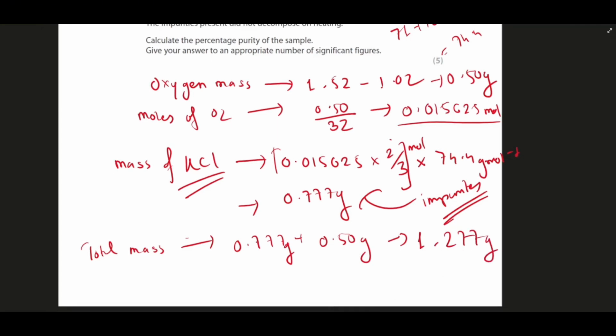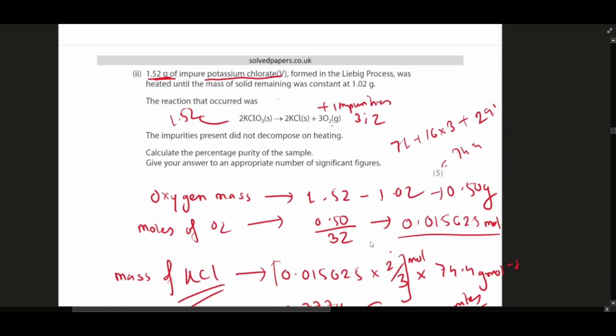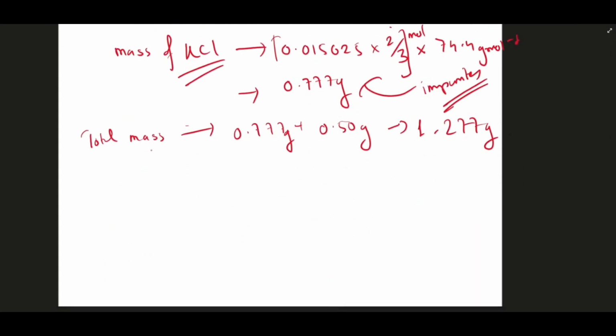So this is the mass of the whole thing in the sample after the decomposition takes place, along with the impurities. No, I mean in the impure sample basically. Okay, so what will be the percentage purity then?